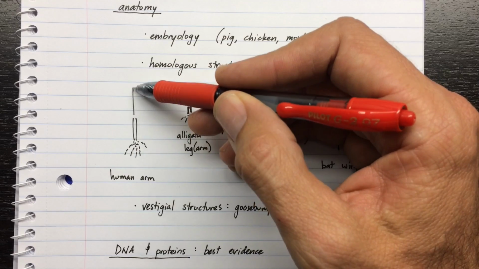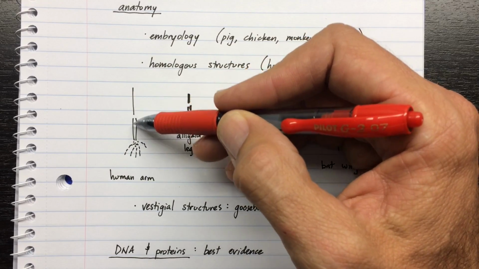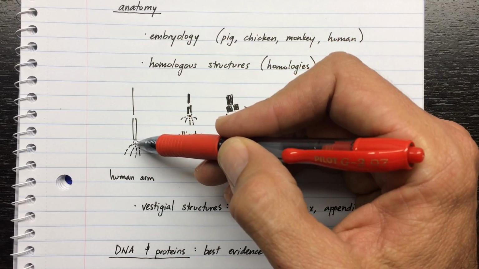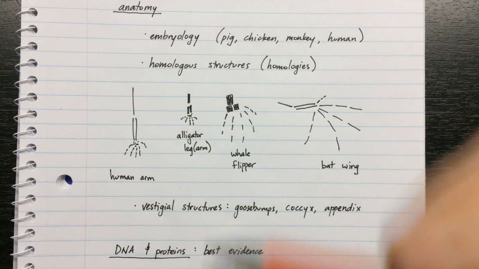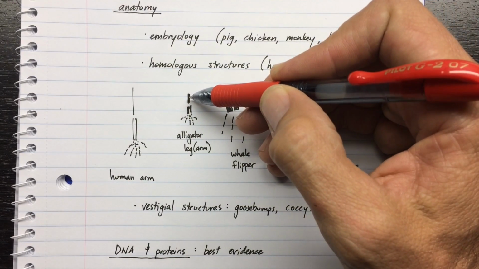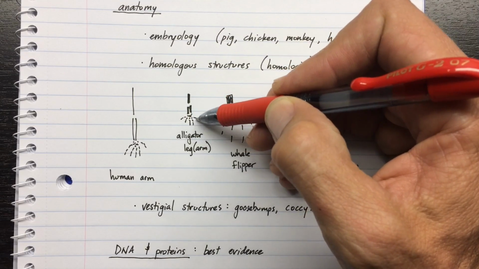From the shoulder to the elbow you have 1 bone. From the elbow to the wrist you have 2 bones. It would be the ulna and the radius. You have a few bones in the wrist, and then you have 5 sets of fingers or phalanges. In an alligator leg, or the front leg, the arm of the alligator, you would find 1 bone, 2 bones, a few bones in the wrist, and 5 fingers.